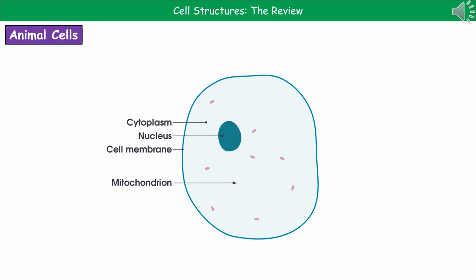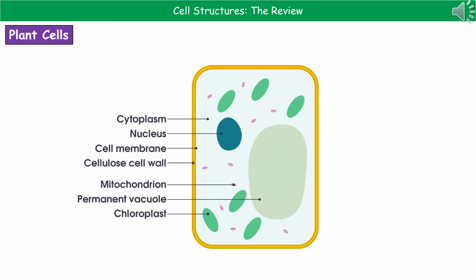Hopefully by now we can draw, label and name all of the key parts of an animal cell. There are only 4 we need to know: the cell membrane, the nucleus, the cytoplasm and the mitochondria. The plant cell is slightly more complex. We've got a couple of extra bits in here. So around the very outside we have the cell wall. Just inside that is the cell membrane. Then we come to our cytoplasm, which has the nucleus, the chloroplasts and the mitochondria in it, and then in the middle usually we have our permanent vacuole.